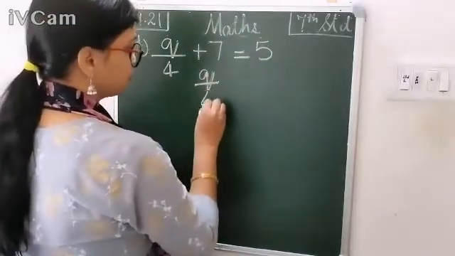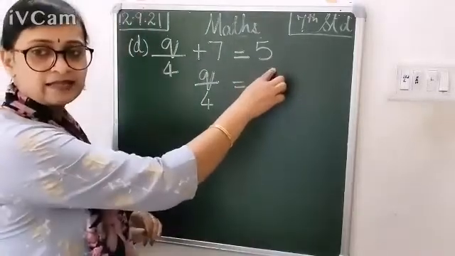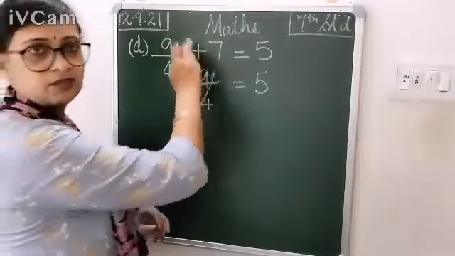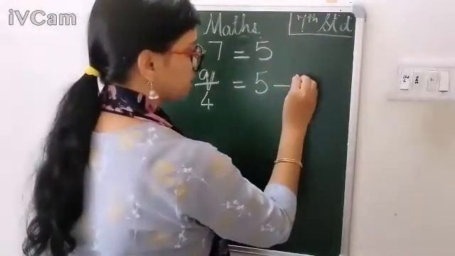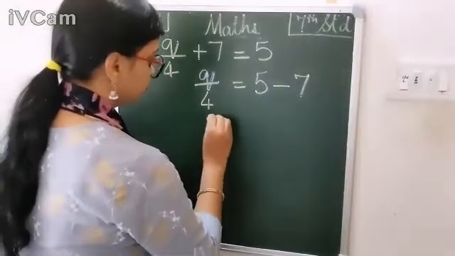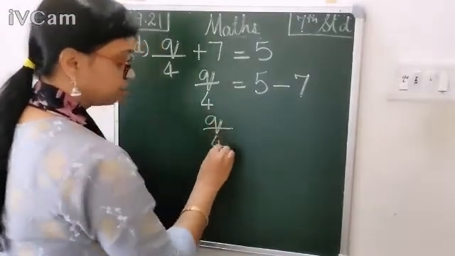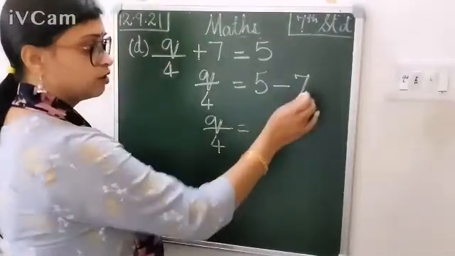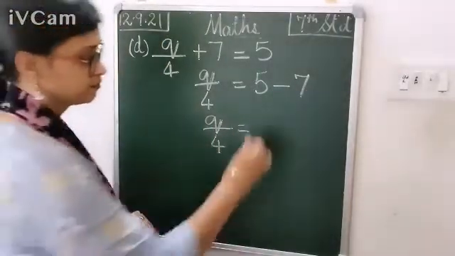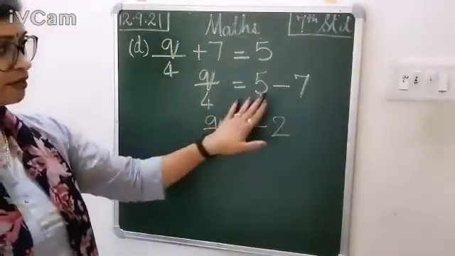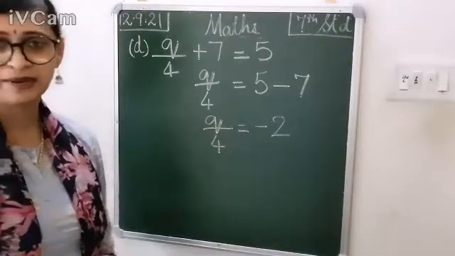Q by 4 is equal to right hand side, the 5 has to remain the same way. Now when plus 7 shifts to the right hand side, it becomes minus 7. Okay, so once it becomes minus 7, now do your simple subtraction and put the sign of the greater number. Q by 4 will remain Q by 4. 5 minus 7 is minus 2. Okay, 7 minus 5 is 2 and sign of the greater number minus.